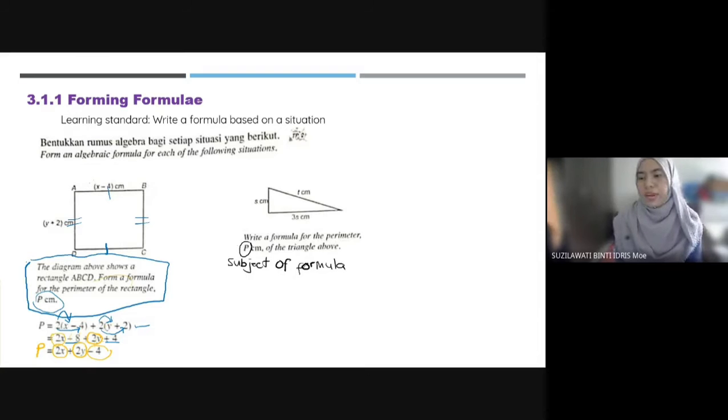Okay. Write in chat the subject of formula. Boleh tak? Perimeter saja ni, bukan luas. Not the area, just a perimeter. How do you find a perimeter for this triangle? Boys.